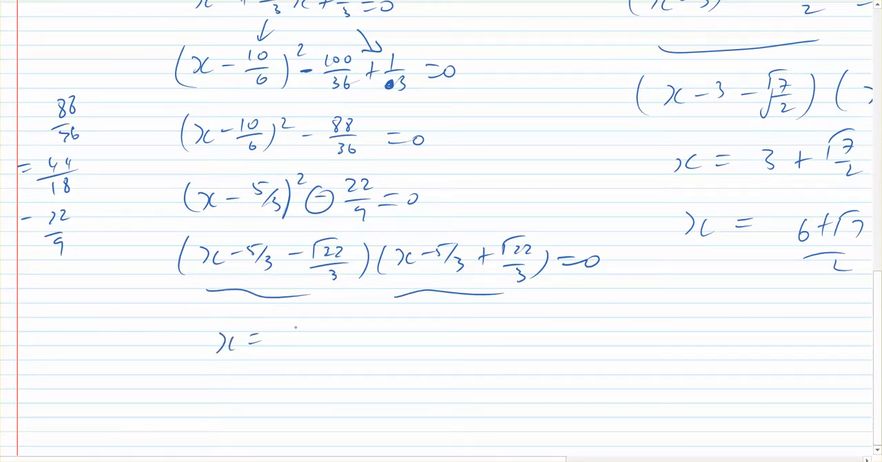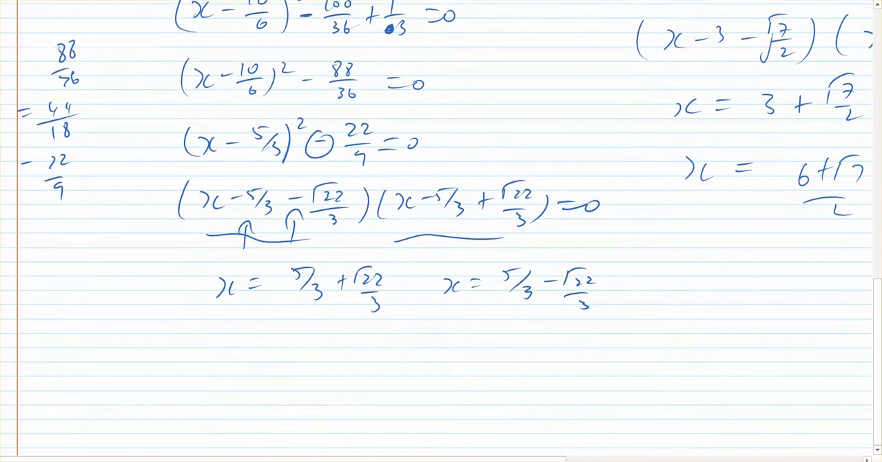So x equals 5 over 3 plus root 22 over 3, or x equals 5 over 3 minus root 22 over 3. So I just do the opposite signs of these. I can combine them to make it look nicer: x equals 5 plus root 22 over 3, or x equals 5 minus root 22 over 3, and we're done.